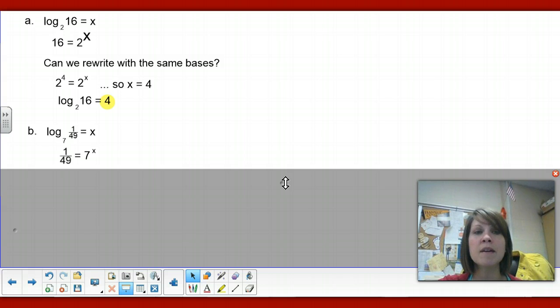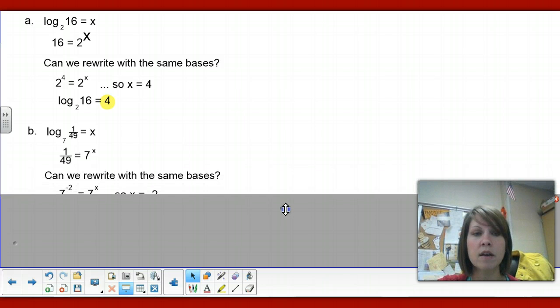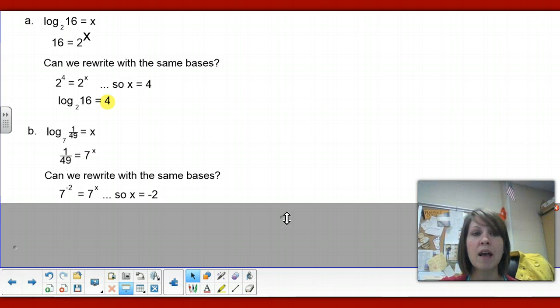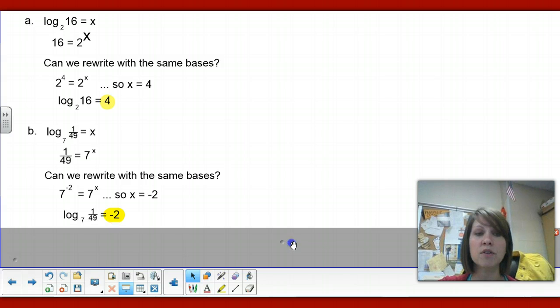We moved the base. Now, this question up here still applies. Can we rewrite the 1/49 and the 7 with the same base? I know 49 is 7 squared. So 1/49 will be 7 to the negative 2 power. And so 7 to the negative 2 is equal to 7 to the x. X is equal to negative 2. And the log of 1/49 base 7 is equal to negative 2, because that's what we set. We set that equal to x earlier. Okay, parts C and D, again, you can check the textbook out for solutions for those.